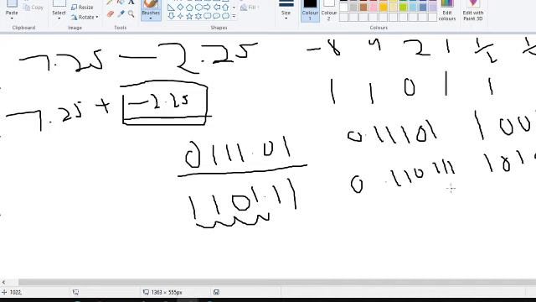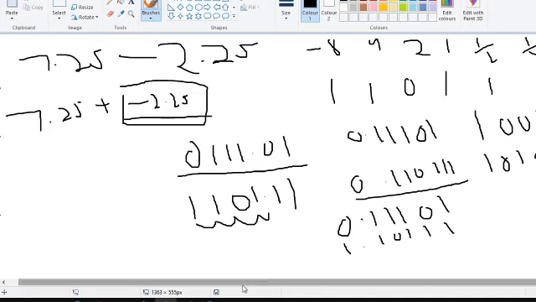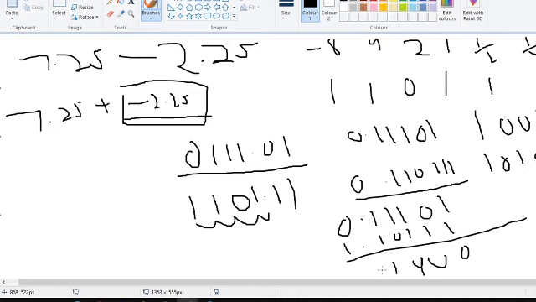To be able to make this work, this would be moved to 0.11101, and then this one would be moved to 1.10111, and then you would add them, so that would be 0, 1, 0, 1, 1, 1, 0, 1, 1, 0, 0, 1, and that's your answer. And that is normalization, floating point, and addition.